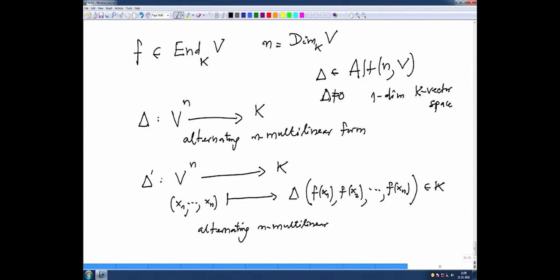So, therefore, if I would have chosen this delta to be non-zero, then this new multilinear form should be a scalar multiple of this. Because this is a basis of the alternating forms and this is another element, this delta prime has to be equal to lambda times delta for some scalar lambda in K, and not only this, lambda will be unique. Moreover, I will write on the next page.